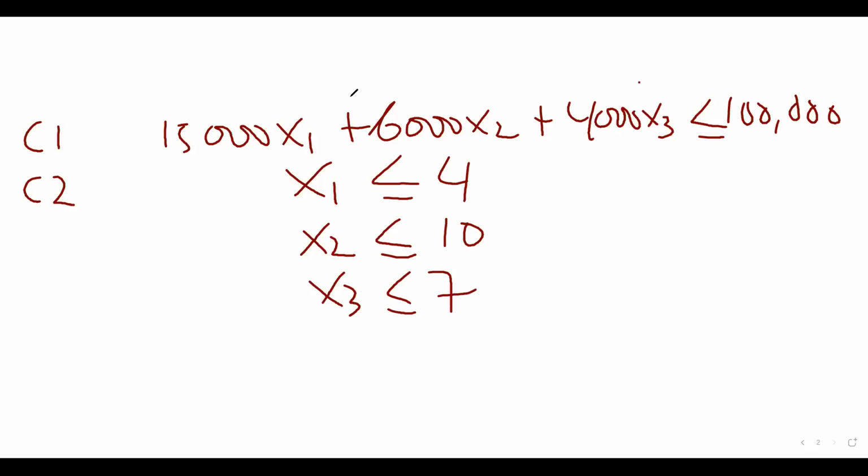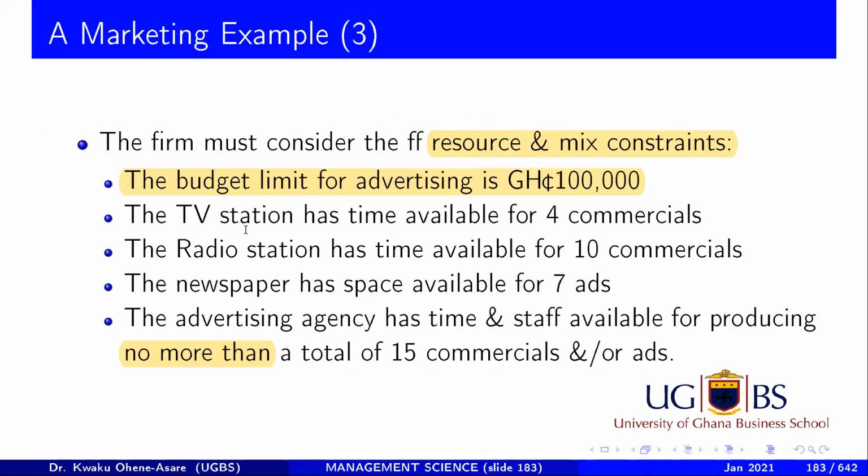There's a final constraint there. Watch it. The final constraint says that the advertising agency has time and staff available for producing no more than a total of 15 commercials. "And" or "add" is a plus sign. So you have no more than. What symbol is no more than? You got to understand that symbol.